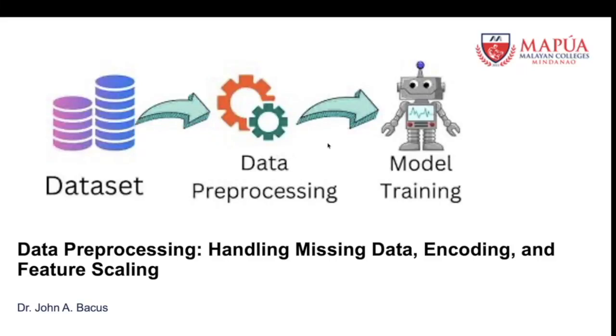Good morning, everyone. Today, we're going to talk about data pre-processing, which is your lab exercise. We're going to handle missing data, encoding, and use feature scaling as well.